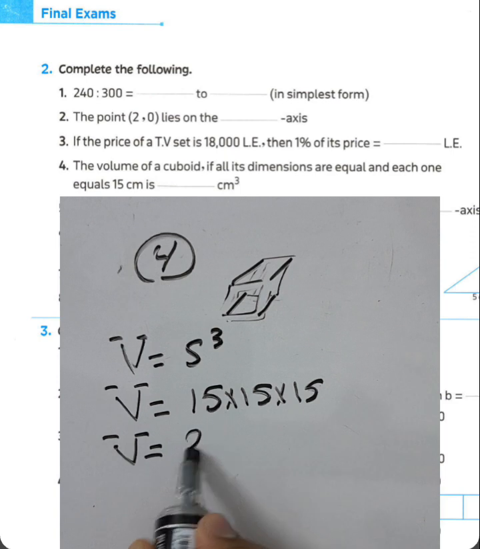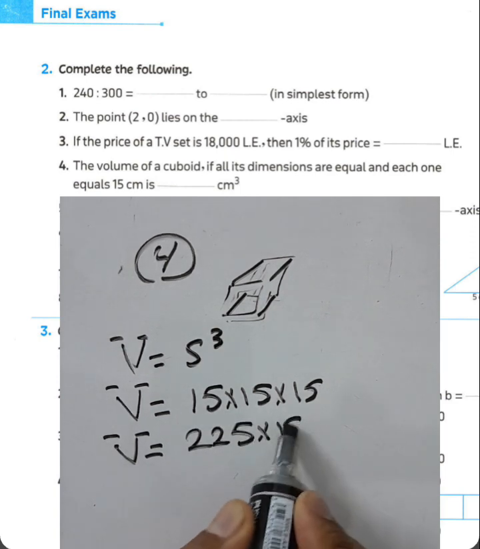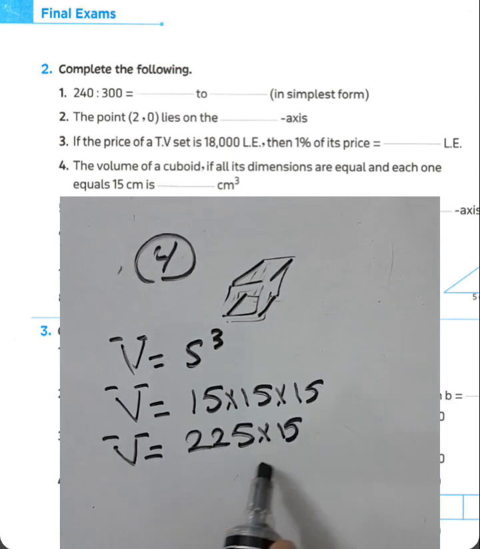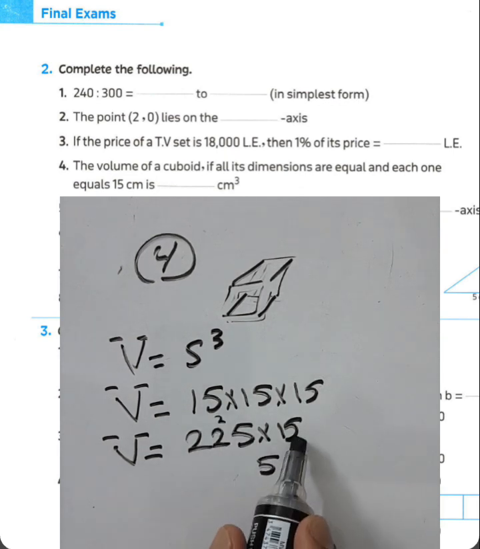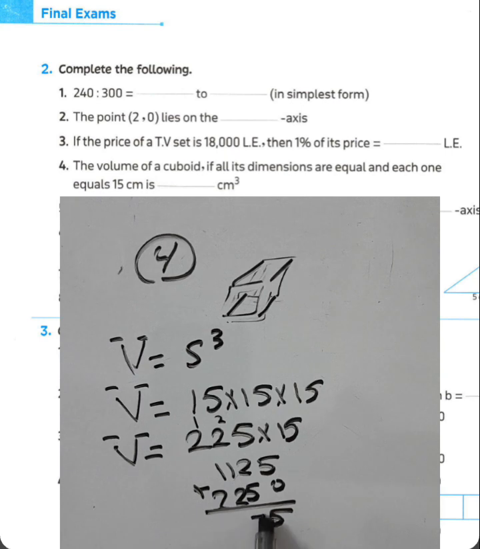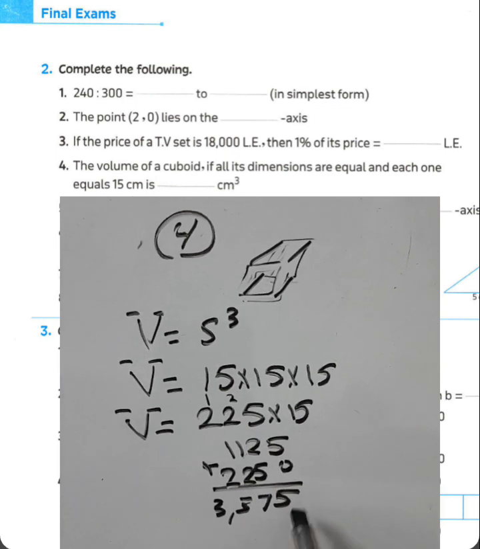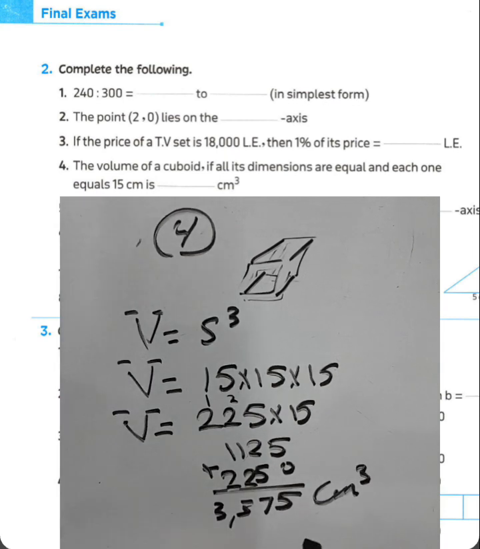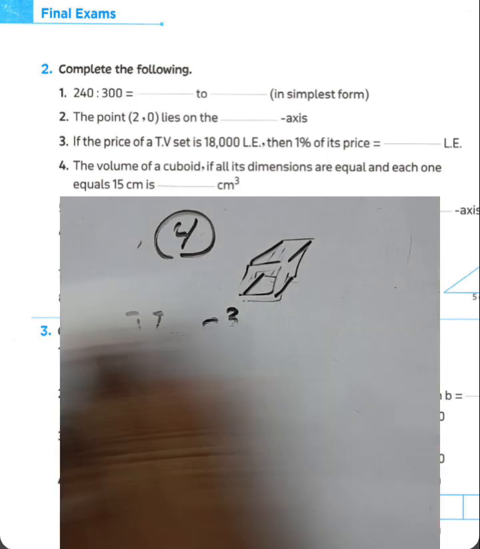15 times 15, 225, product by 15. 5 times 5, 25, 5 and carry 2. 2 times 5 equals 10, plus 2, 12, 2 and carry 1. 2 times 5, 10, plus 1 equals 11. Write 0, 5, 2 and 2, and then add them. We have 3,375 cubic centimeters. It's the volume of the cube because all dimensions are equal.